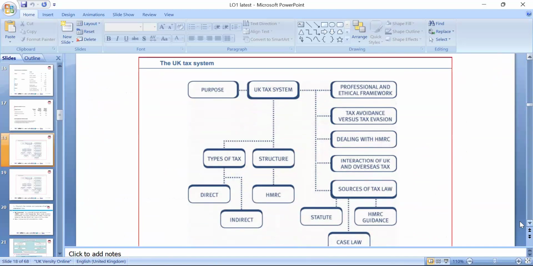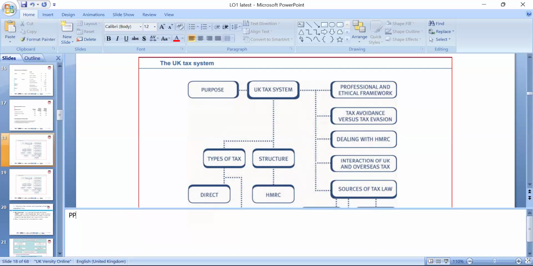Professional and ethical framework, we need to make sure of the 5 professional code of ethics, which is PPCI. Always remember the word: Popular people chat in office. 5 code of ethics, which we carry on following.